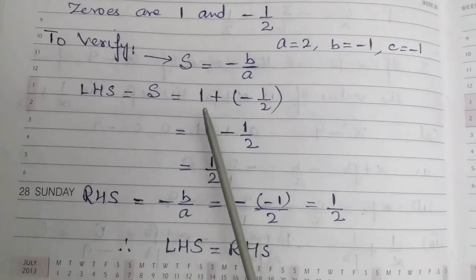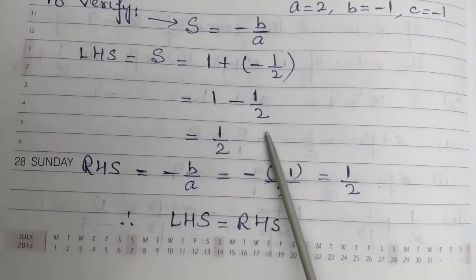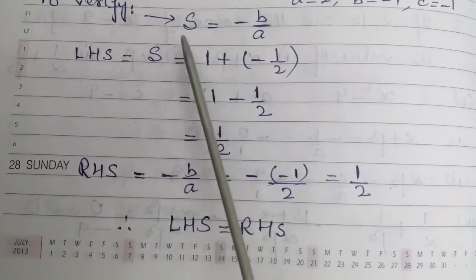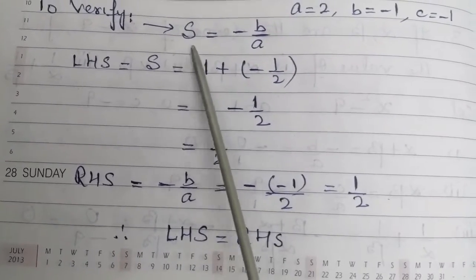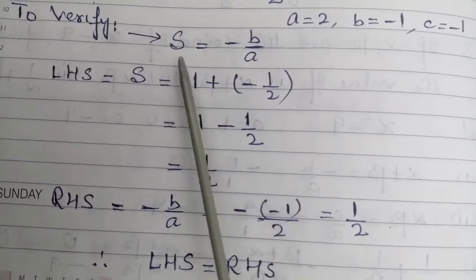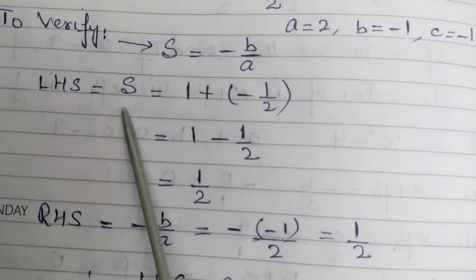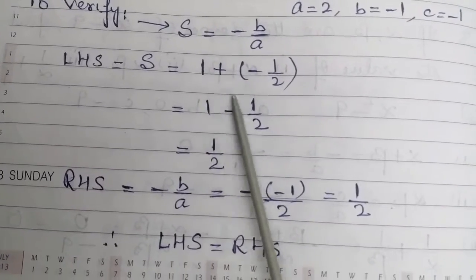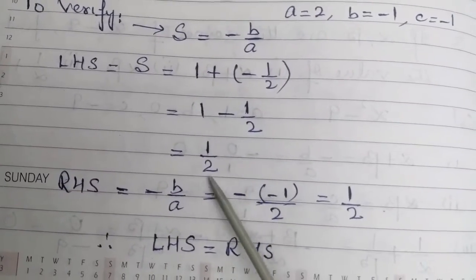So their sum, 1 plus minus 1 over 2, will be 1 minus 1 over 2, that is 1 over 2. I have taken the left hand side first. We have to verify s is equal to minus b over a. So on the left hand side I have taken s, which means sum of zeros. What were the zeros? 1 and minus 1 over 2. So add them. On simplification you get 1 over 2.